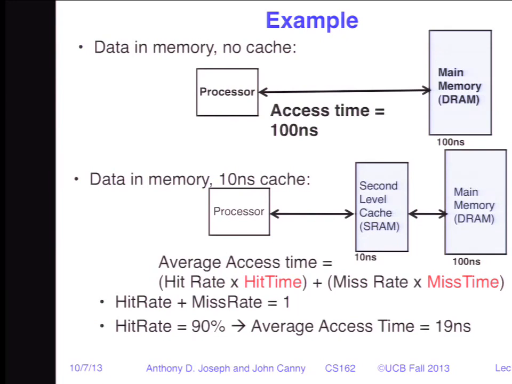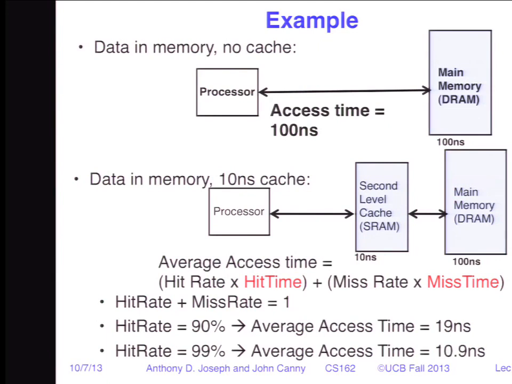Okay. All right, what if we increase the hit rate to 99%? What's our average access time going to be now? It would be 0.99 times 10, so that's going to be 9.9, plus 0.01 times 100 nanoseconds, so we'll end up with 1. So 9.9 plus 1, 10.9. Right, so now we're getting much, much closer to performing like our cache instead of performing like our slow memory.